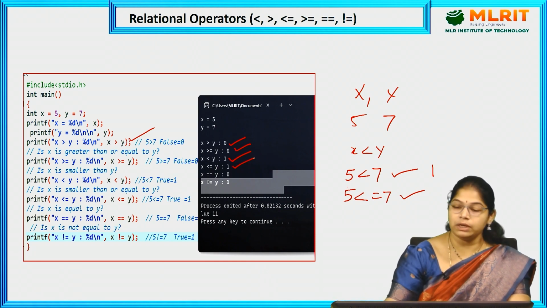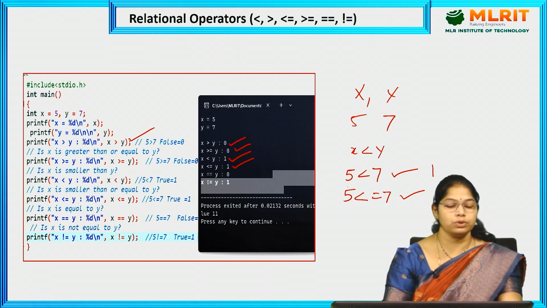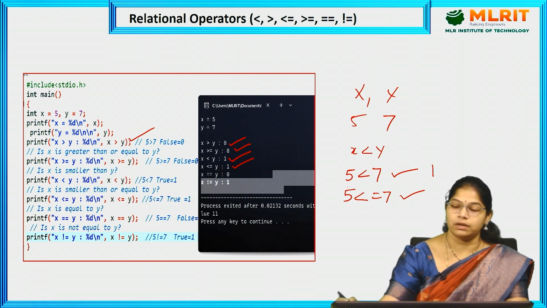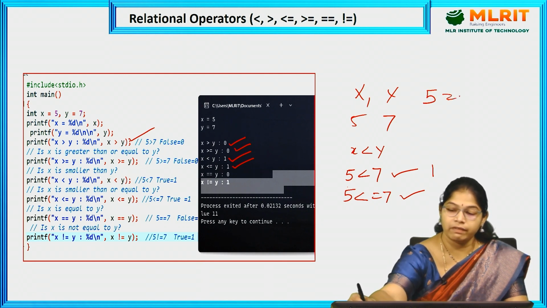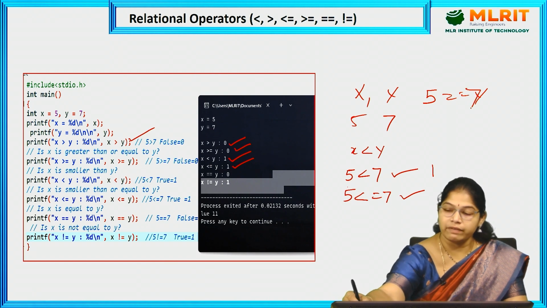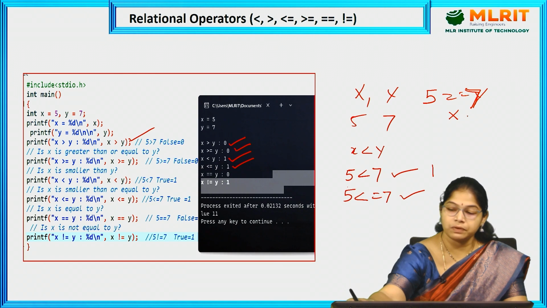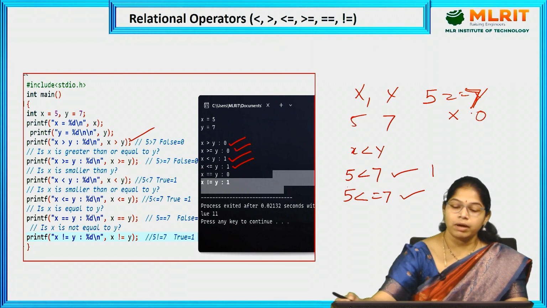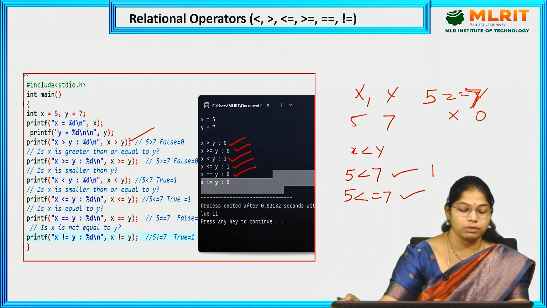x equal to y. It compares whether those two values are equal or not. Where x value is 5 and y value is 7. These two values are not equal. False. The condition is false. So it is represented with the binary value 0. So here we got the output as 0.